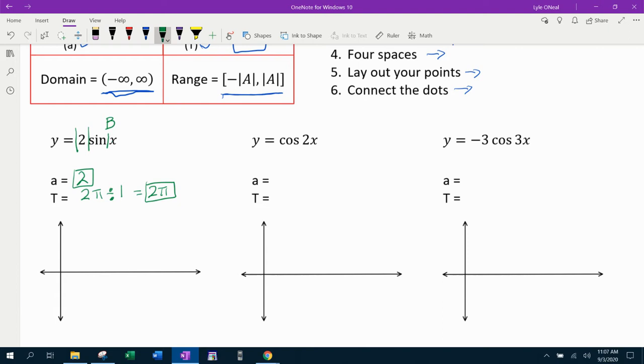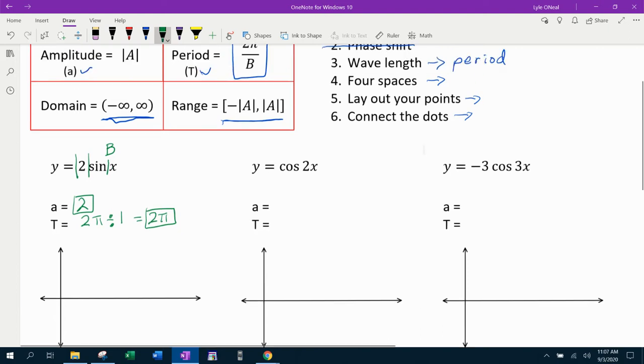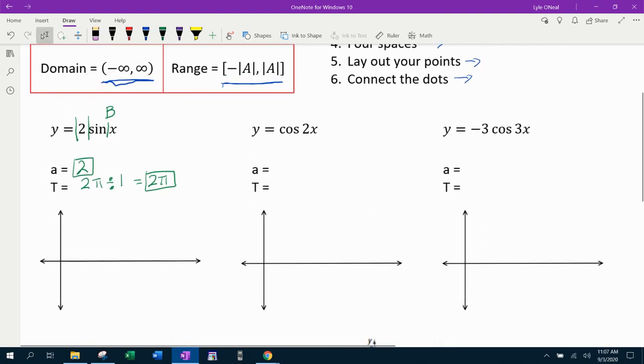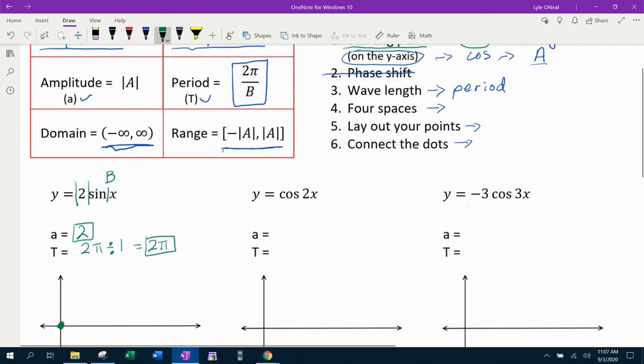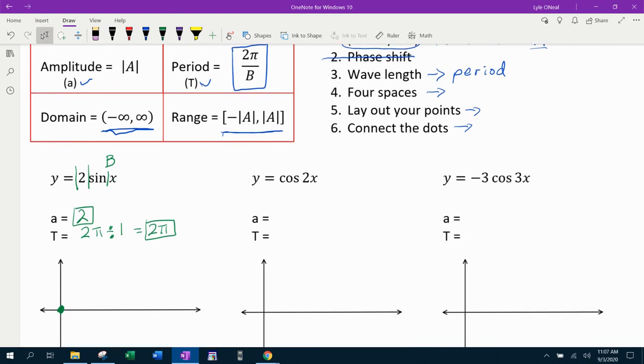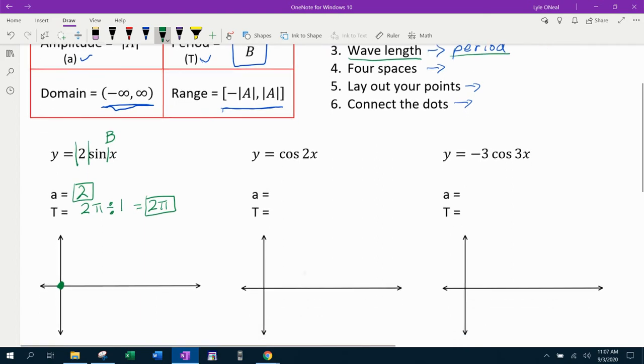All right, so here we go. In order to graph this wave, if we go back to our graphing process, it says first we have to figure out the starting point. In this particular example, we do have a sine function, and that means that our graph is going to start at the origin. So we're going to put a dot at the origin. Step number 1. Step number 2, phase shift, which we don't have one. Step number 3, wavelength. So our period this time is 2 pi.